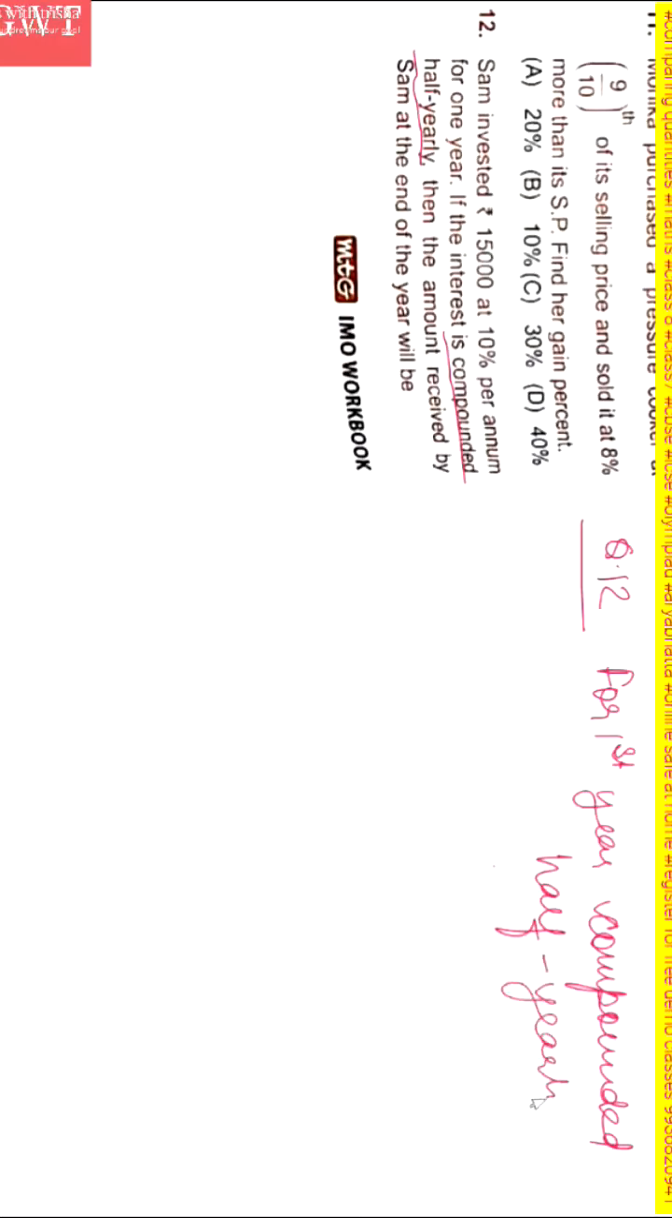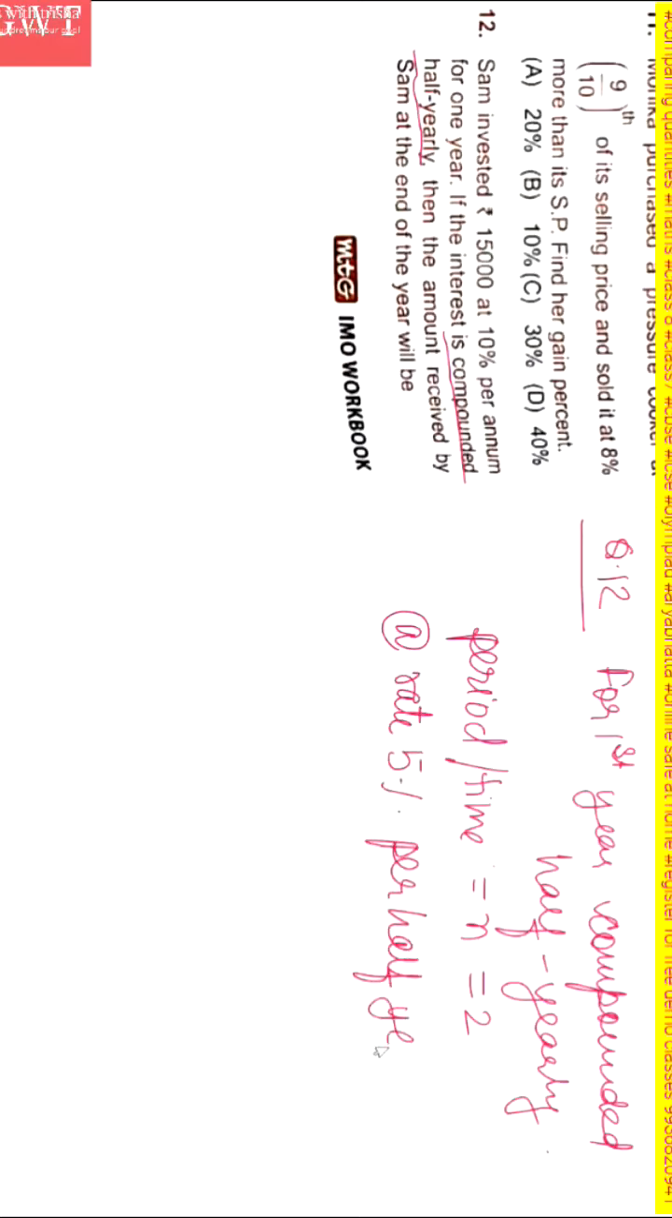Okay, so when it is compounded half yearly, in a year we have two halves, right? So my period, or if I am saying time, that is the value of n, is equal to 2 only, right? And the rate will be 5% per half year. So my compound interest formula is what? The amount formula is A is equal to P times (1 plus R by 100) to the power n, or I can say A is equal to 15,000 because they have invested 15,000.